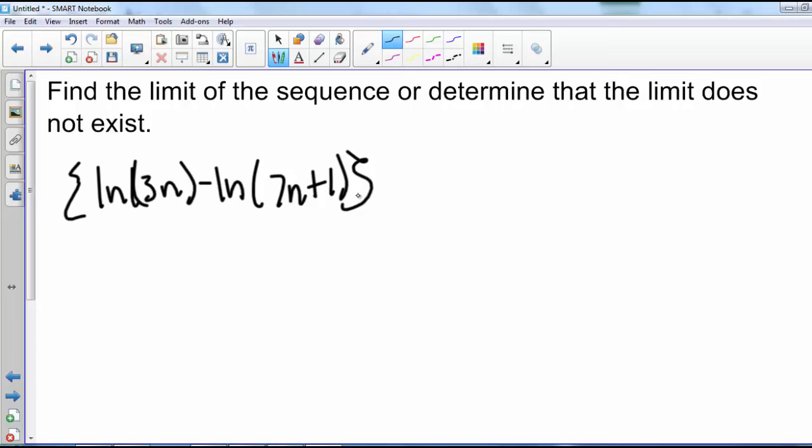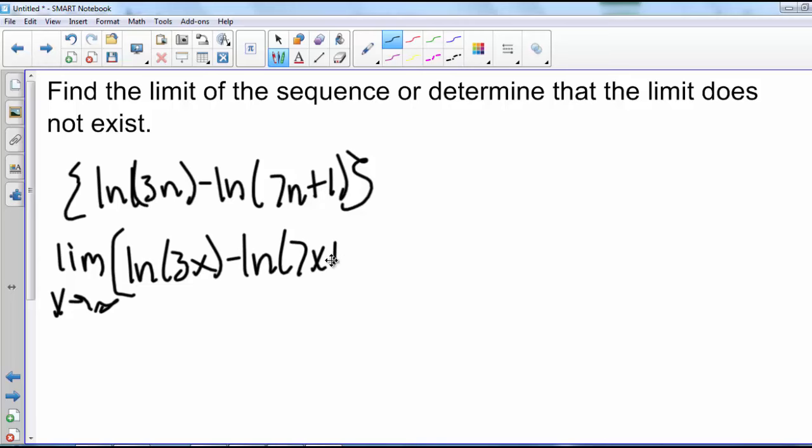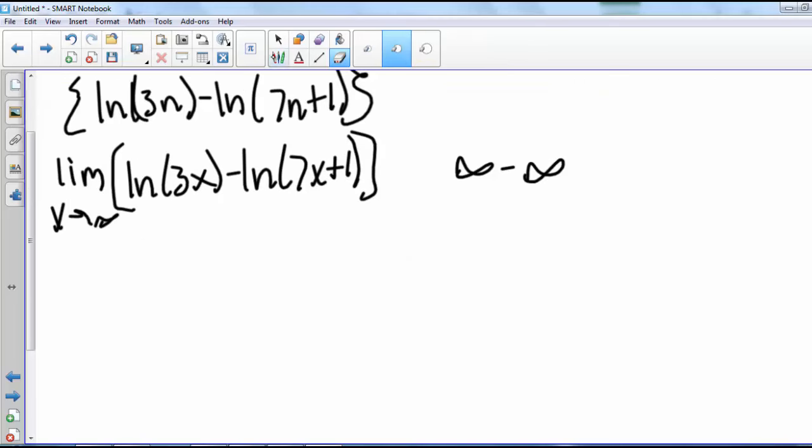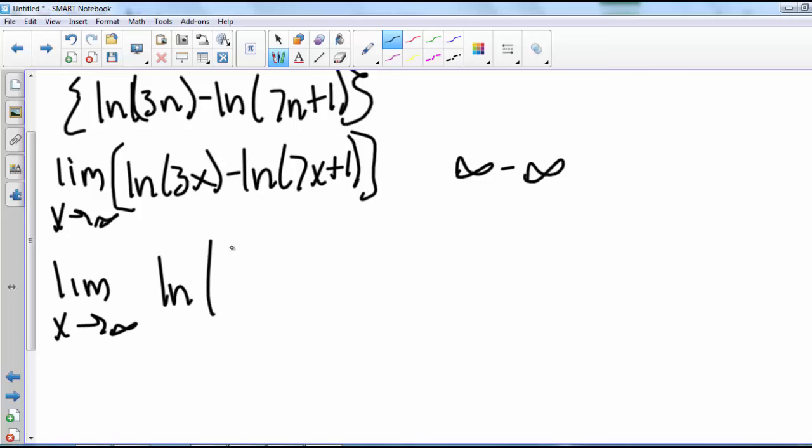Finding the limit of the sequence natural log of 3n minus natural log of 7n plus 1, we see that the limit as x goes to infinity of natural log of 3x minus natural log of 7x plus 1 is an indeterminate form of infinity minus infinity. So we're going to rewrite this using logarithms. This is the limit as x goes to infinity of the natural log of 3x over 7x plus 1.